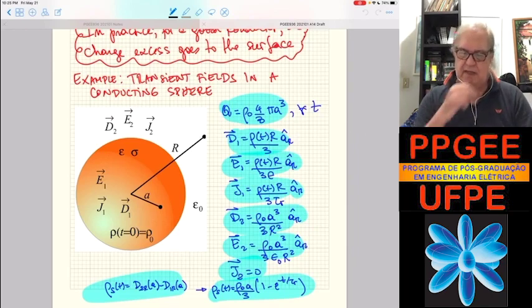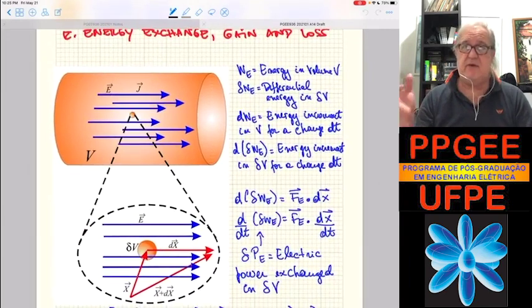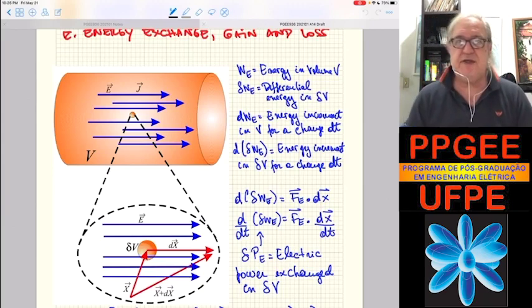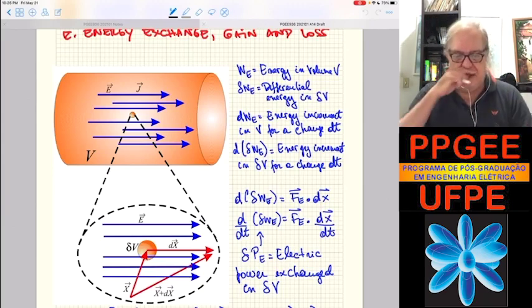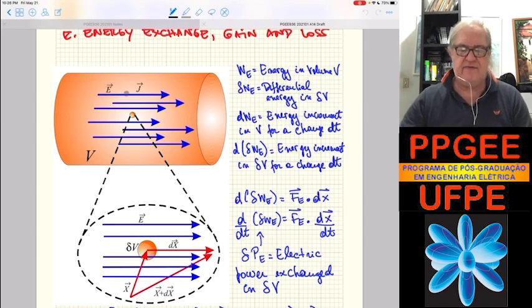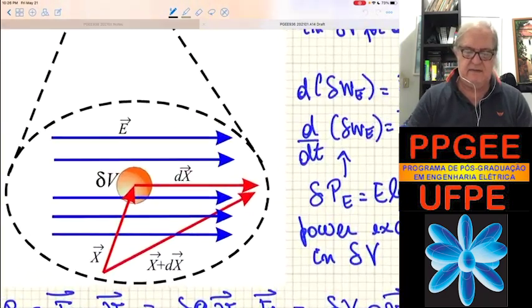Okay. So let's see how this happens. And this is very important. This formula is very important to understand what we have to do to exchange energy from one system to the other. We have a big volume of material. Let's say that you have the coexistence, you have applied field and current density, right? They have an interaction. You pick a small volume in the material, small delta V.